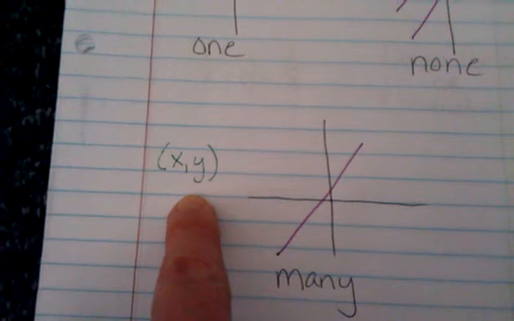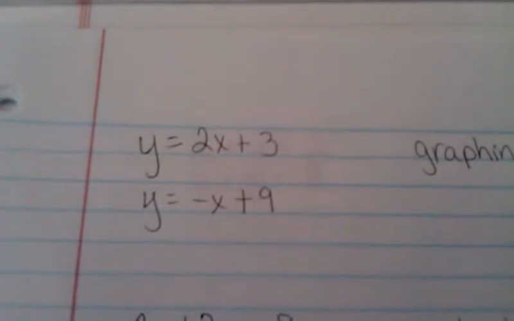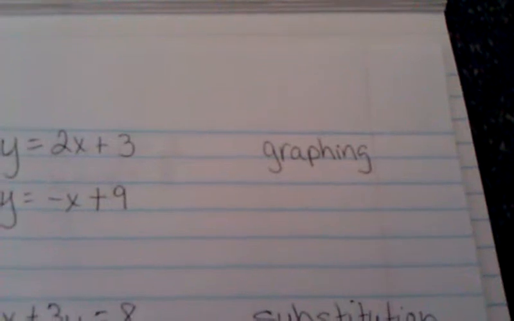A solution to a system of equations is an ordered pair. That's what you see right here, x then y. Now, we have learned that when they're both in slope-intercept form, we solve by graphing. You can solve by any of these three ways, but the easiest way is to graph.